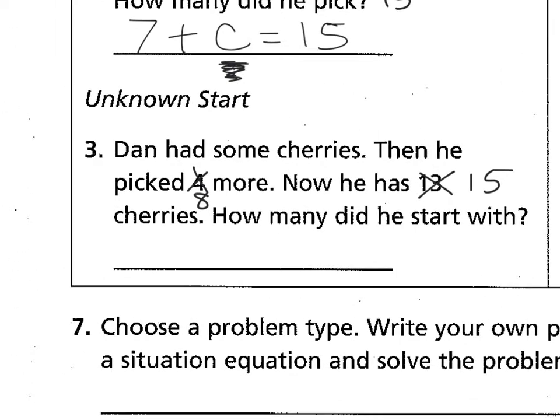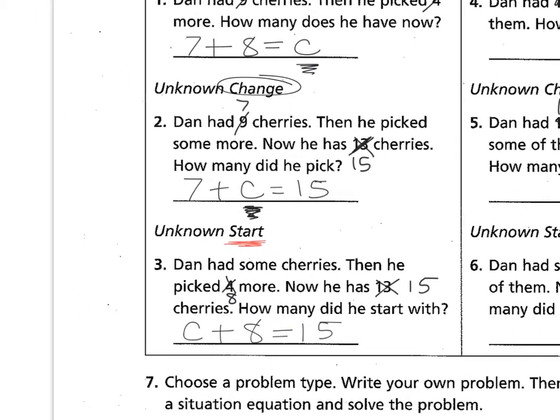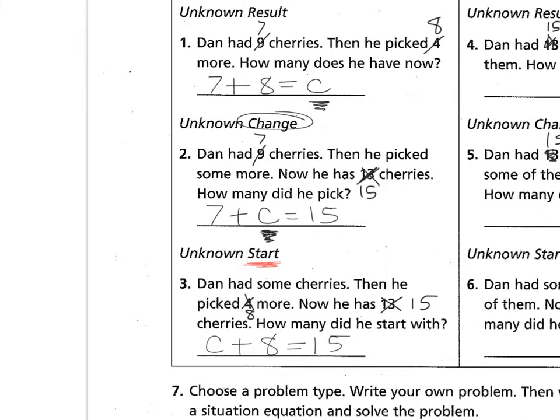All right, unknown start. So I don't know how many I start with this time. That's what it's telling me. Dan had some cherries. Okay, so I don't know how many he started with. Then he picked 8 more. Okay, so he picked 8 more. I'm visualizing that in my head. Now he has 15 cherries. How many did he start with? So I don't know how many he started with. So c would be how many did he start with. Then he added 8 more to his collection, and he ended up with 15. So I have 3 different equations here for 3 different problems, even though they all have to do with the same number. I had unknown result, unknown change, and unknown start.